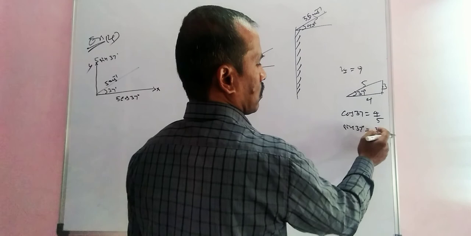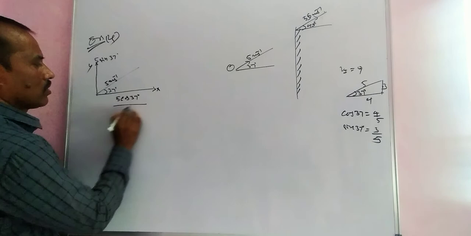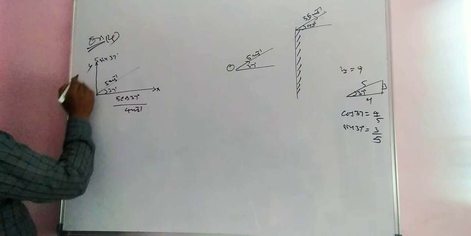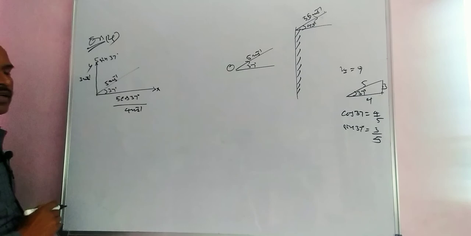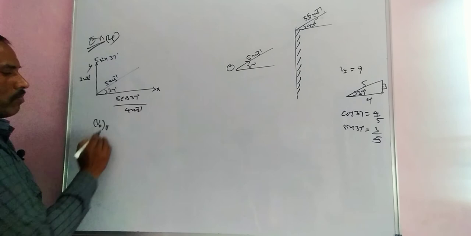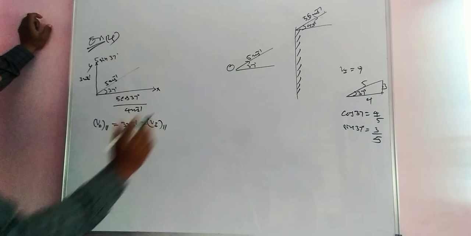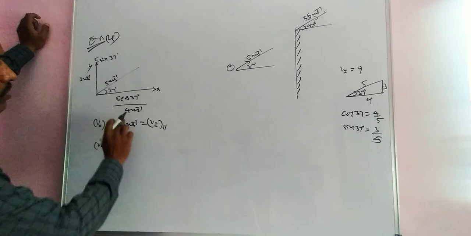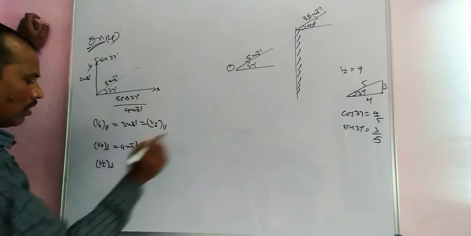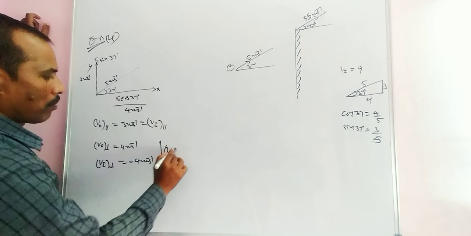So this velocity is 4 meters per second along the x direction. This velocity in the vertical direction is 3 meters per second. The velocity of the object parallel to the mirror is 3 meters per second, that is equal to the velocity of the image parallel. Next, the velocity of the object perpendicular to the mirror is 4 meters per second. The velocity of the image perpendicular to the mirror is the opposite value, minus 4 meters per second. That means perpendicular has the minus symbol.